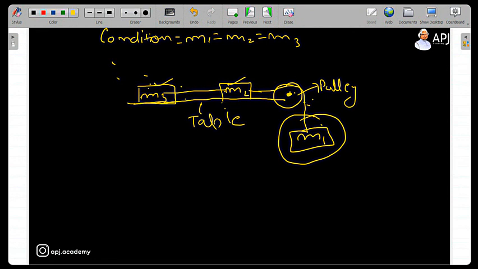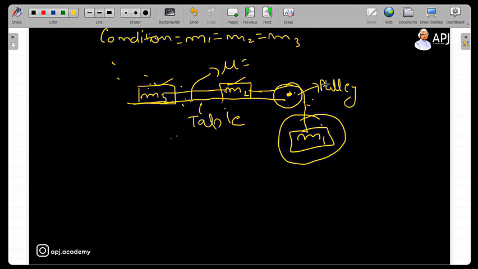Okay. Now you can see that this table and the blocks M2 and M3, if I say that they have some friction coefficient mu, the table is rough. So the surface on which the M2 mass block and the M3 mass block are kept is rough, and there is some friction coefficient mu present. Okay, and the pulley is frictionless and also of negligible mass. You have to tell me what is the downward acceleration of mass M1.